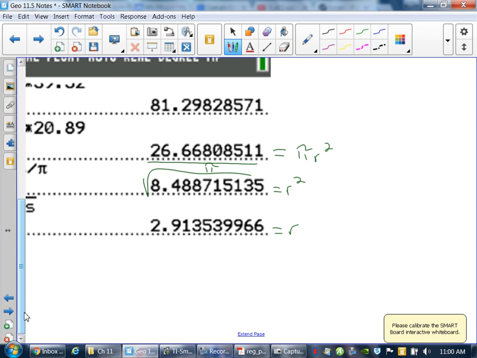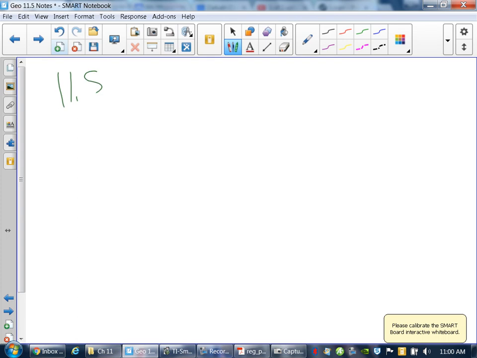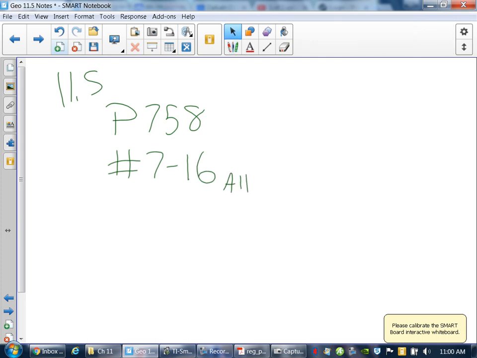The problems I have for you tonight are in 11.5. I forgot what page it is. I've got to go grab the book. Seven through 16. And if you give me a second, I will load this up so you can get a picture of it so you can get started.